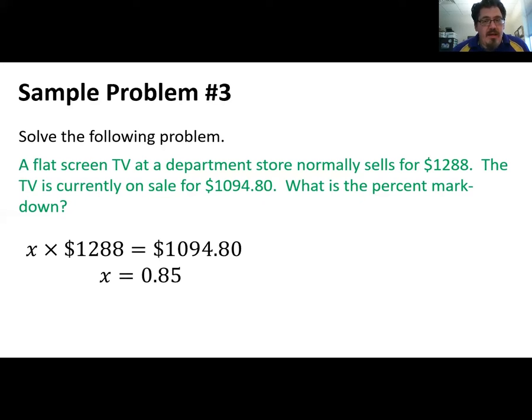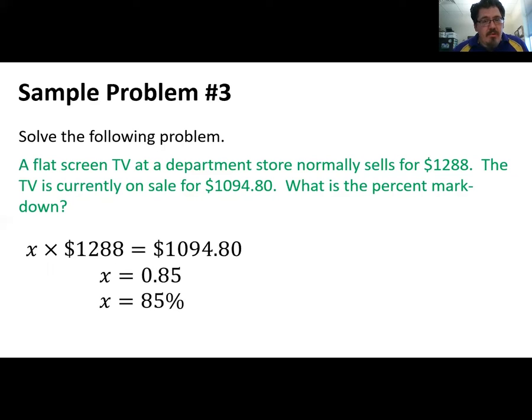And that gets us a value of 0.85. So again, this is the decimal version. So we're going to convert this into a percent. Now again, the trick on these problems is interpreting what that percent is referring to. Based on how the original equation was set up, 85% corresponds to the sale price. That's the percent of the original amount that we are actually paying.